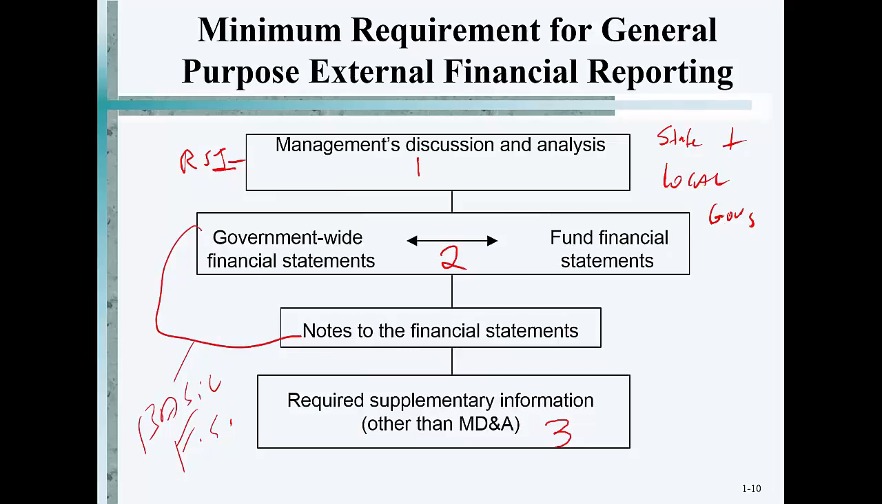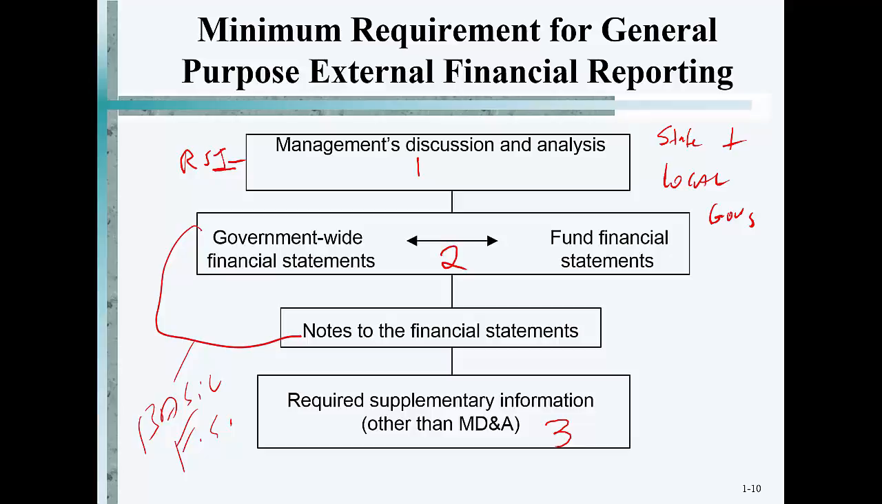Okay, now back to government accounting. When you pick up the financial reports of the city of Hayward, you will always see this model right here. The first thing you will see, and that's why I put a 1 there, is something called the management discussion and analysis. You will see the MD&A. That's the first thing you see.